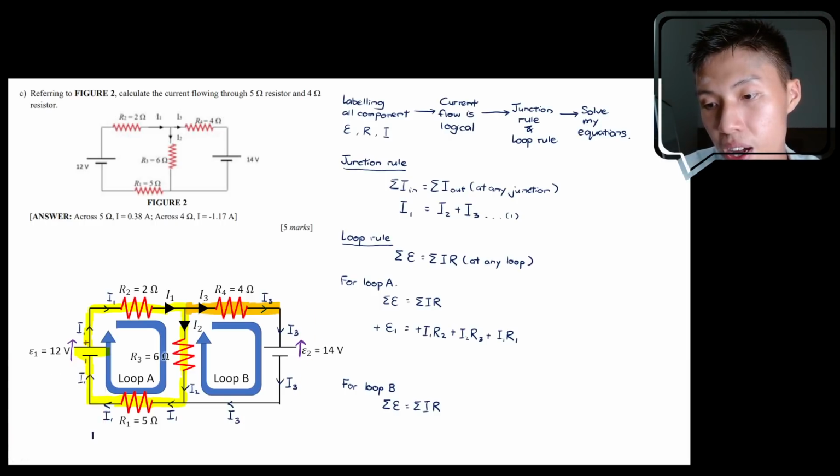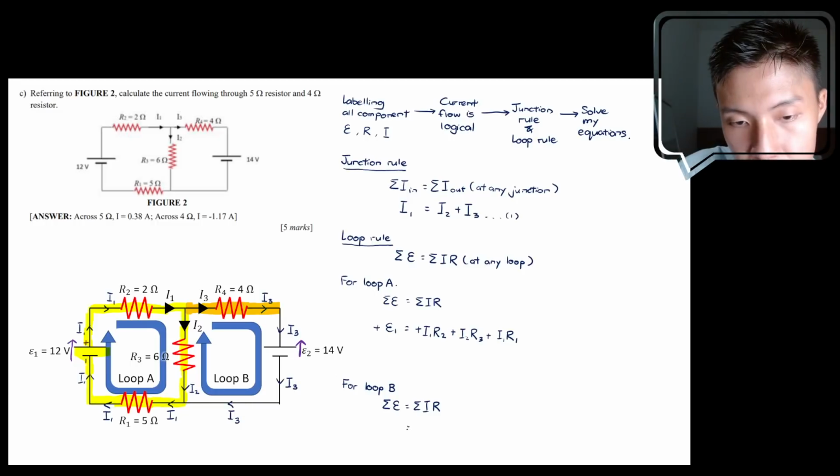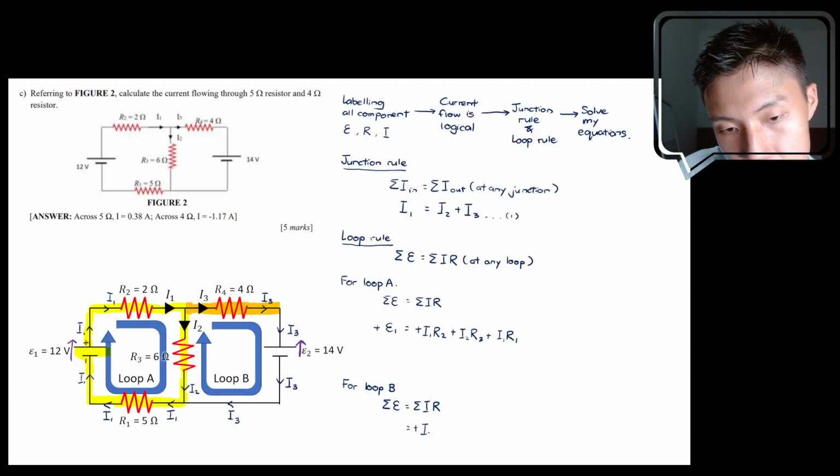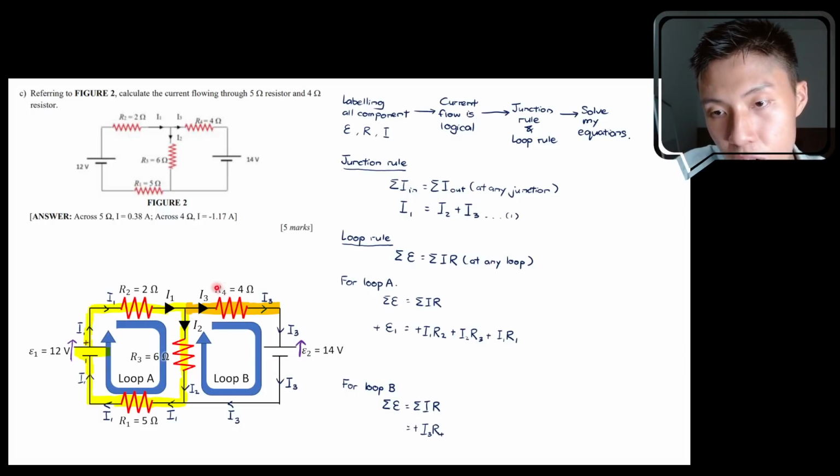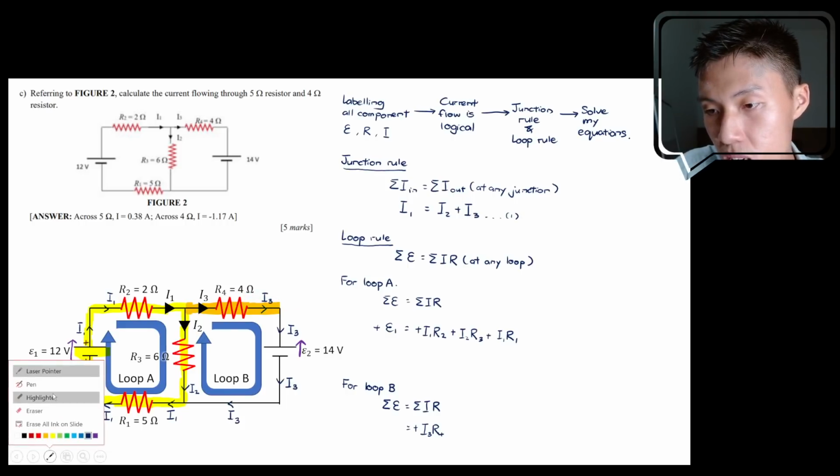So positive IR. You have to label what is the I, what is the R. In this case, it's I3, it's R4. Look at the diagram over here. It's I3 in this portion, passing through resistor R4. Okay, so let's continue our journey.